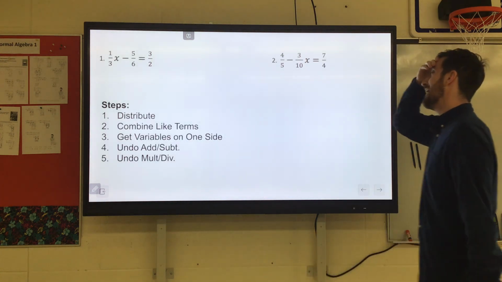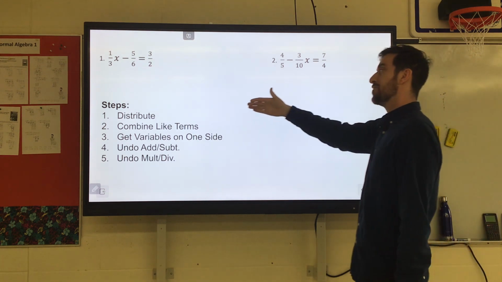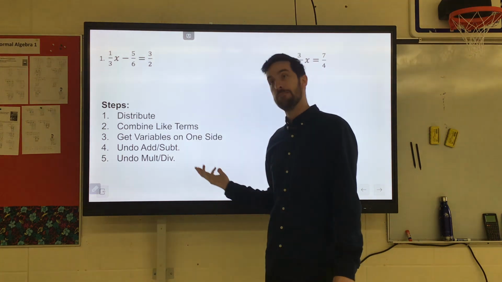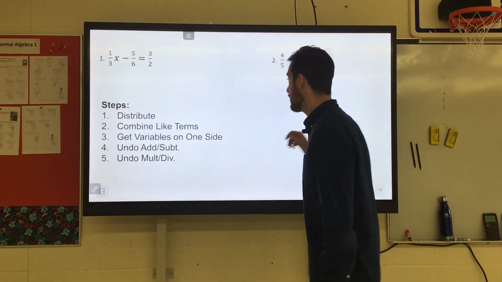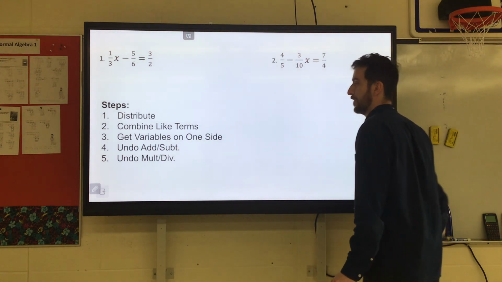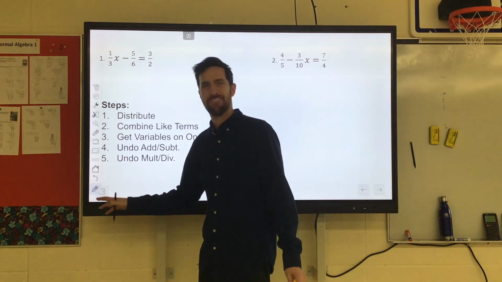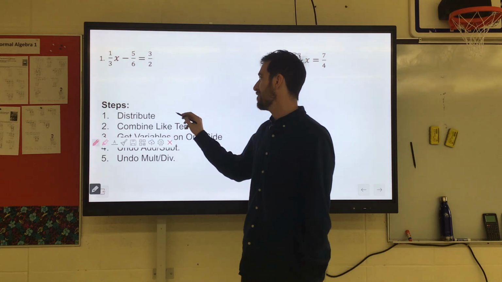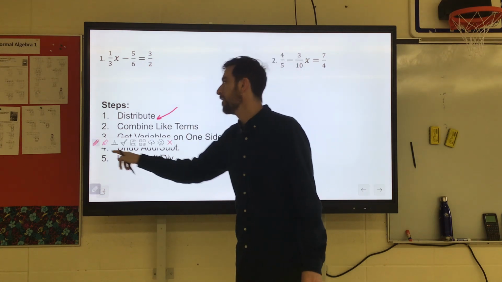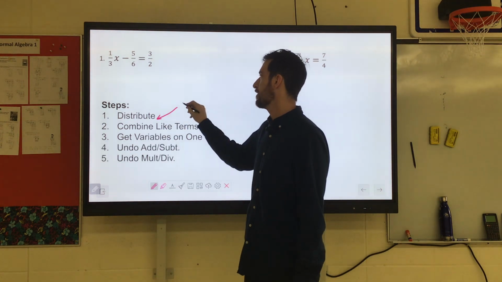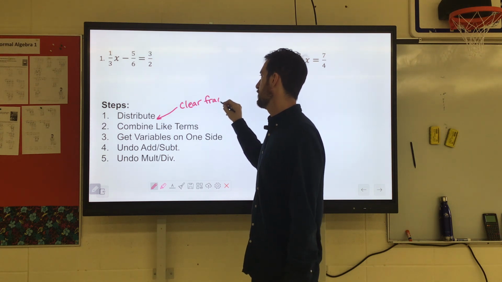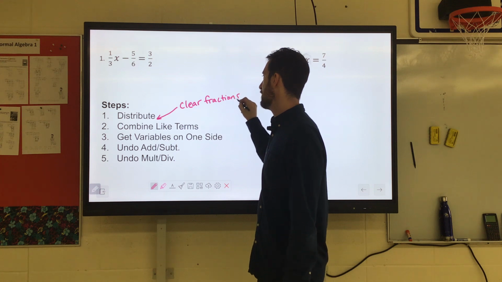Oh my gosh! Now, here are the steps of multi-step equations. If you forgot these, maybe jot them in the corner. However, we're going to add in another step here. So step 1, distribute, that's the same. No big deal. But we're going to add a step after that, step 1.5. This is where we're going to clear the fractions. So I'll give you a little time to write these steps in the corner.